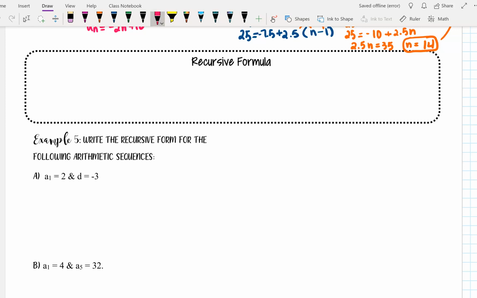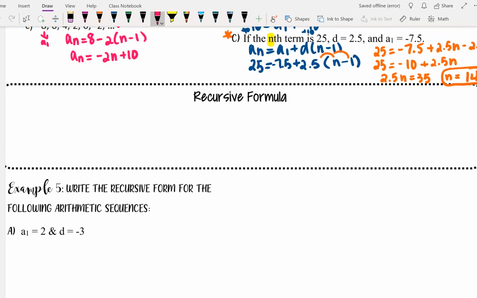Okay, so the recursive formula is a little different. You have this formula. You have to have a first term. So your a sub 1 equals a number of some sort, which represents your first term, and then you have a sub n is equal to a sub n minus 1, the whole thing's little, plus your common difference, okay?